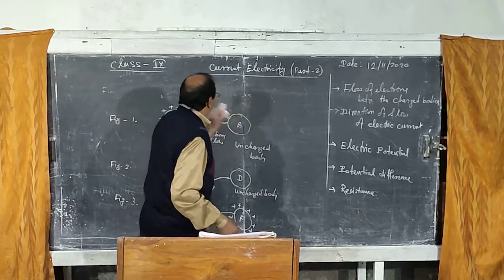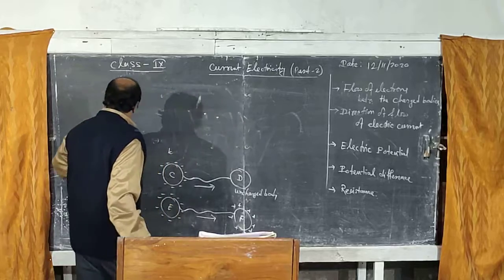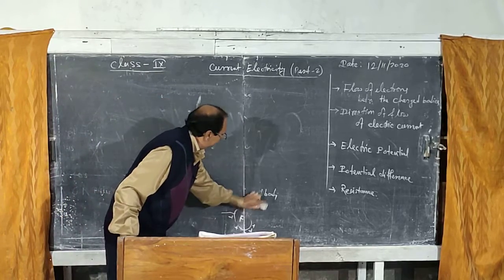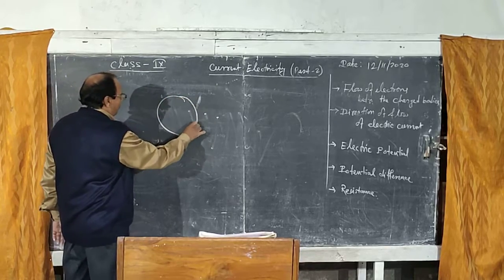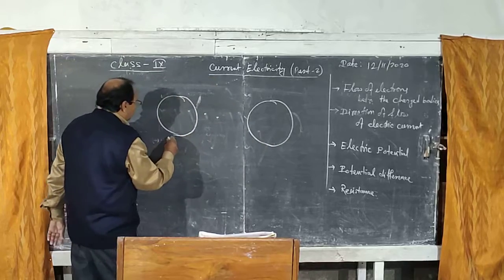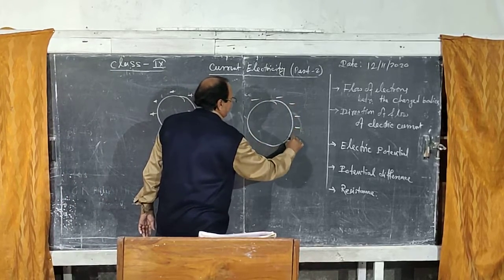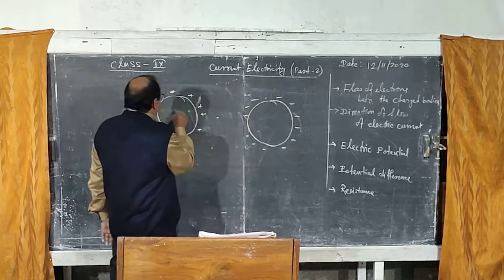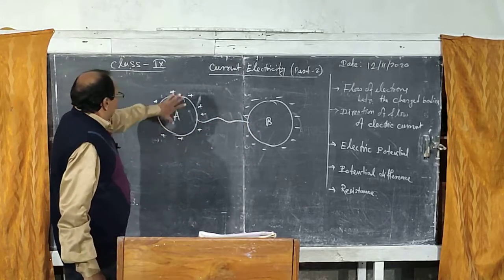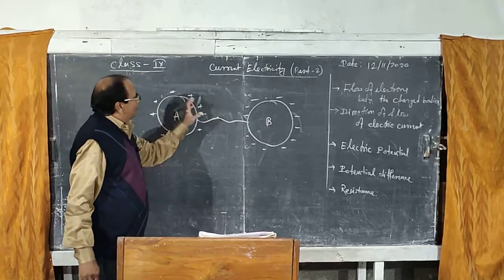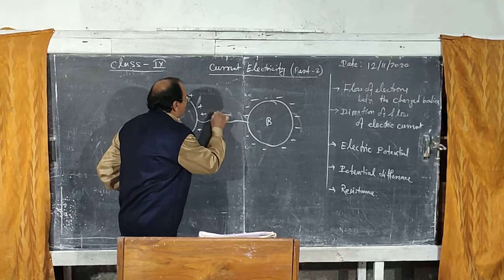I am discussing here the second part, direction of flow of electric current. Let me draw two objects. One is positively charged and another is negatively charged. Now let's take, this is A, this is B. If we join with a metallic wire, we will find that electrons start to flow from B to A because B has excess of electrons and A has lack of electrons, or deficit of electrons. So electrons start to flow from B to A.